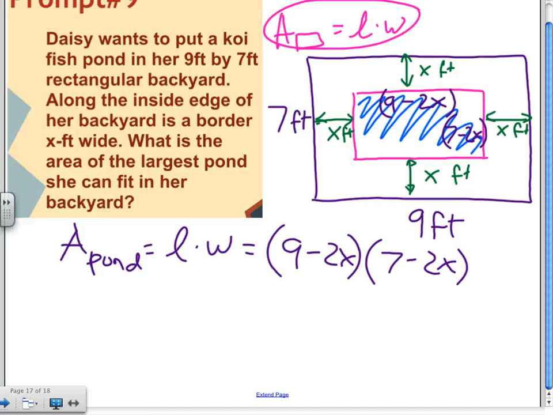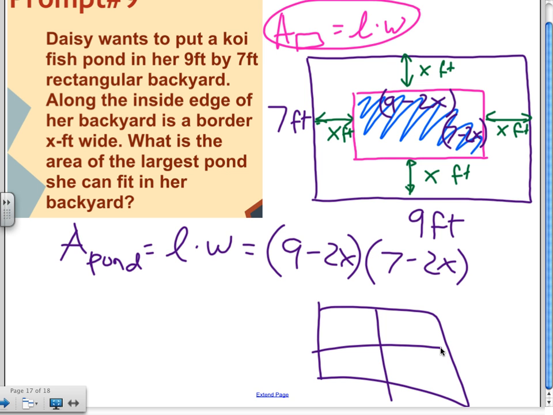What do we do here? The box. The box. Thank you, guys. It's multiplying a binomial times a binomial. So it's a box of what dimension? It's 2 by 2. So here's the box. What do we put? 9 and negative 2x. Okay. And 7 and negative 2x. Okay. Can you help me multiply?